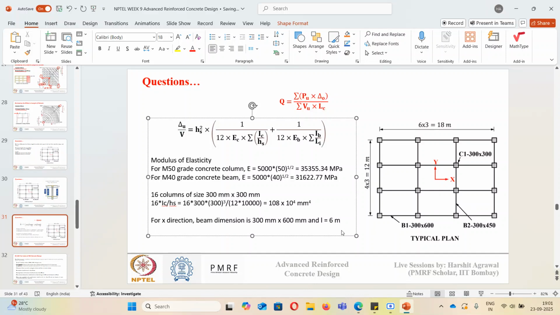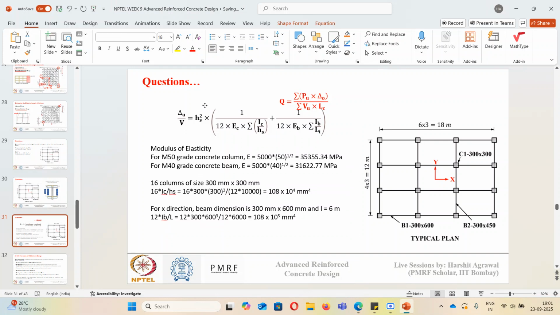So total summation IB by LB will be 12 into the moment of inertia of beam divided by the length of the beam in x direction. So it will be 12 into 300 cross 600 cube by 12, divided by 6000, with the 6 meter converted into millimeters. Since it is BD cube by 12, we need to divide by 12 in the denominator also. Once you do this calculation, it will come out to be 108 into 10 to the power 5 mm to the power 4. So this is my moment of inertia of beam in x direction.